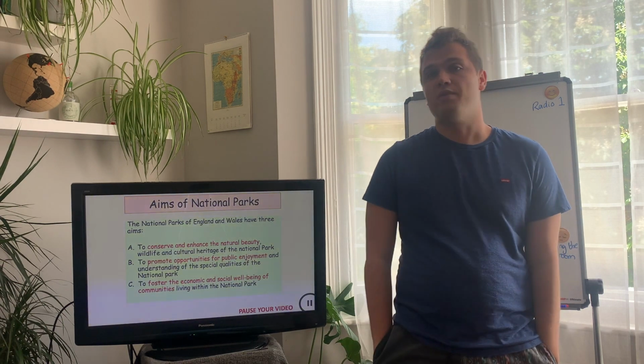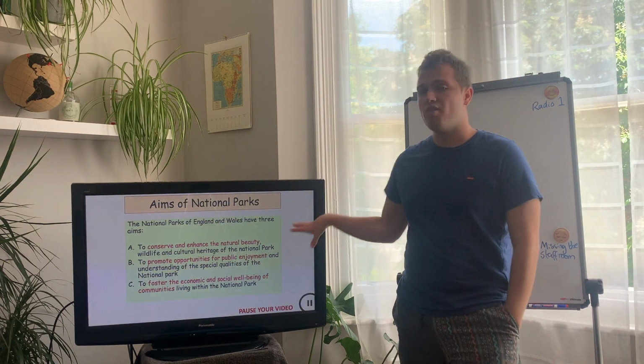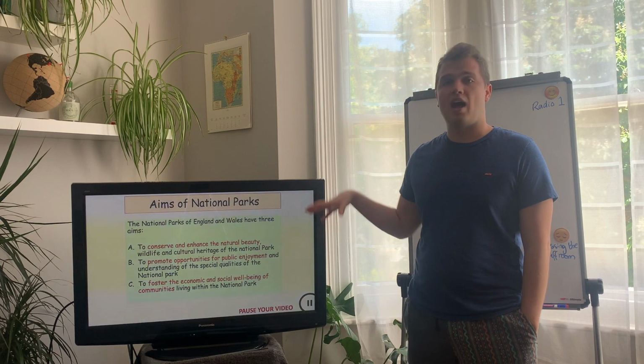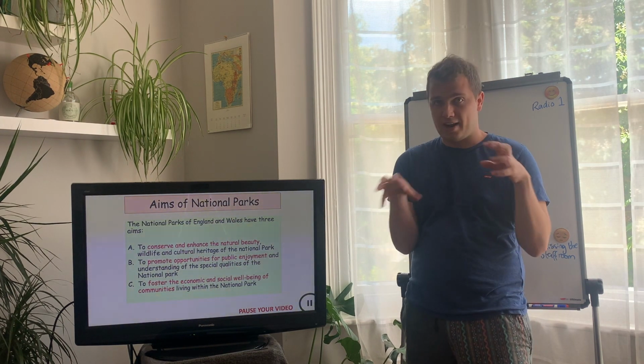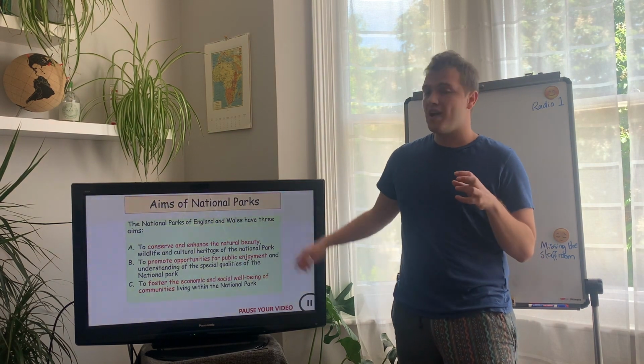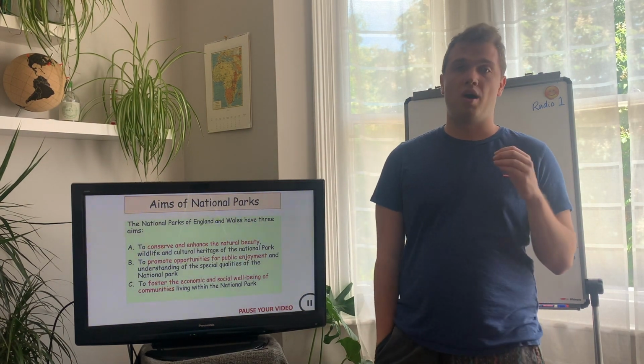So what I'd like you to do now is pause your videos, and I want you to summarise this information however you want. You can just write out the red bits if you want, or you can draw a series of little pictures to demonstrate it, but all under a heading of Aims of National Park.